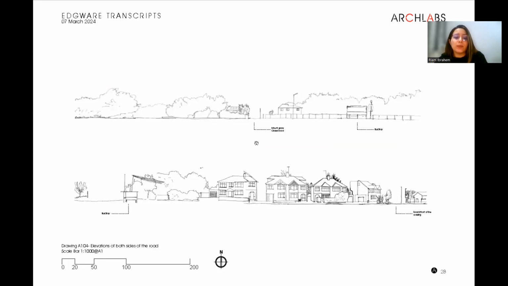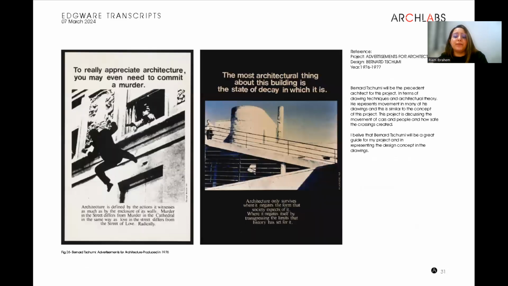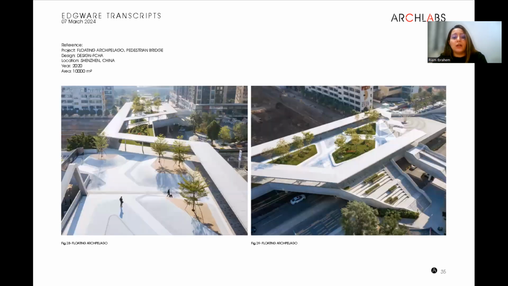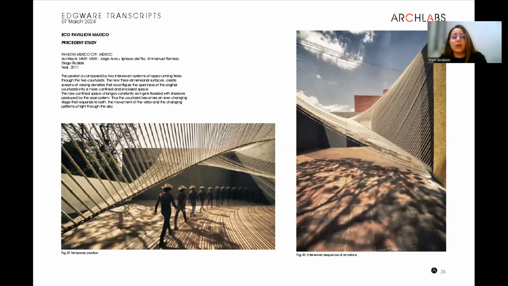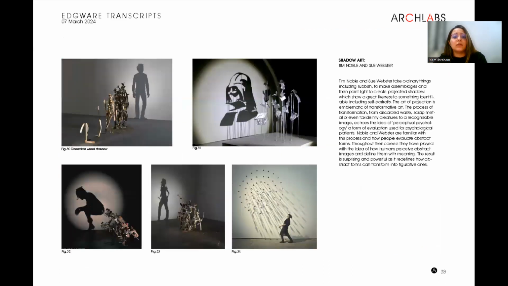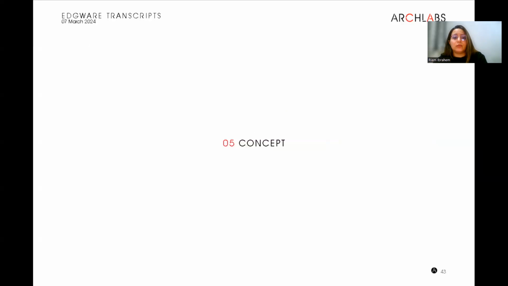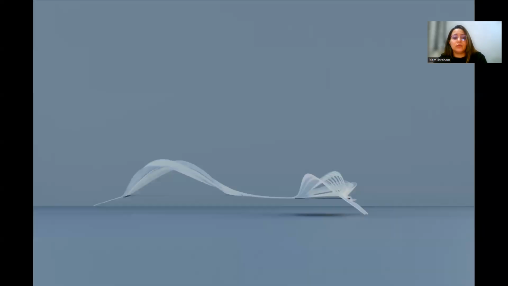These are elevations of both sides of the road that you can see. They are sketched, but they are to scale. So I'm going to jump to, so these are precedent studies. So I'm going to show the model. So this is the model of the concept of the proposal that I presented before.